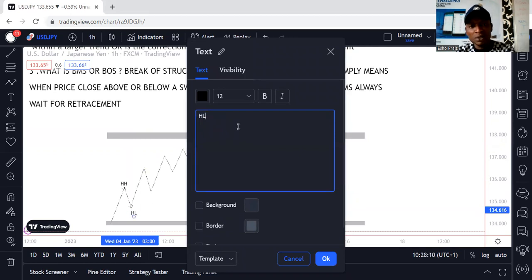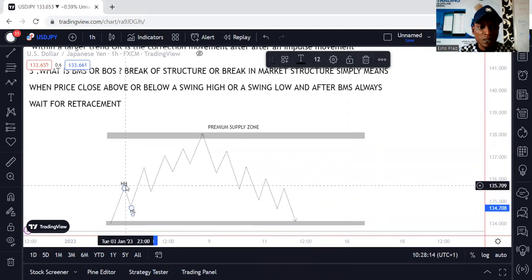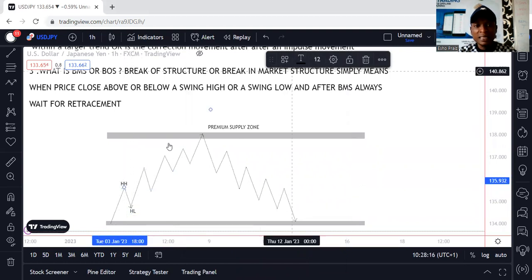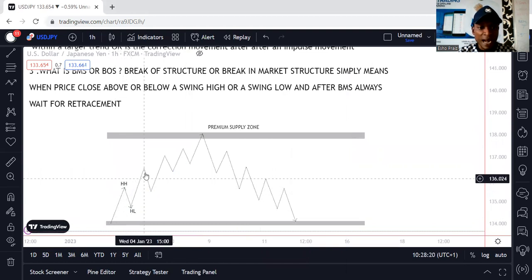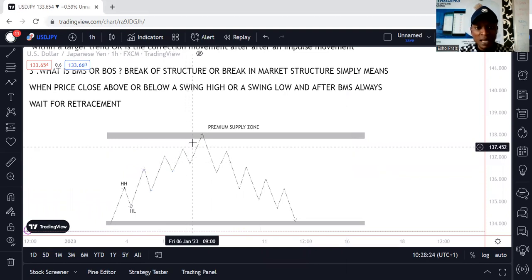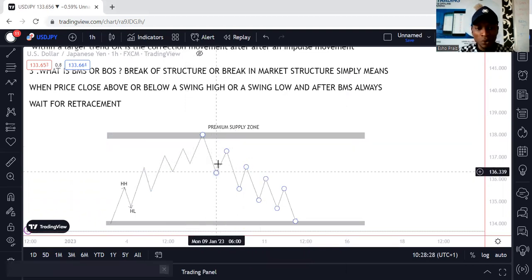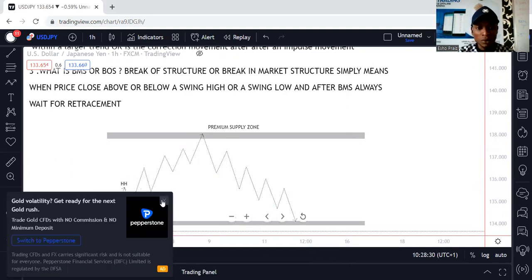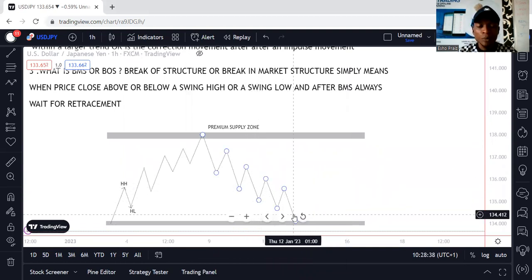Then we have higher low. Understand what I'm saying now? So we have higher highs and higher lows, higher highs and higher lows. Understand now? So we have higher highs, higher lows, higher highs, higher lows, higher high. Then here, the downtrend market, we have lower low, lower high, lower low. Then we have lower high, lower low, lower high, lower low, lower high, till the market gets to the zone.